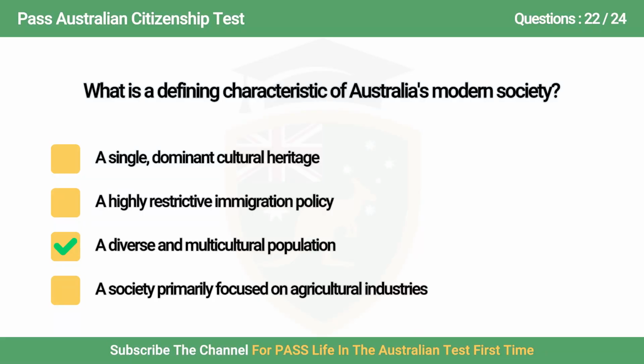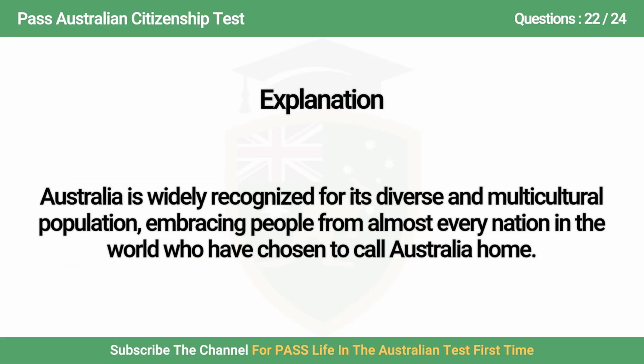Answer is C. A diverse and multicultural population. Australia is widely recognised for its diverse and multicultural population, embracing people from almost every nation in the world who have chosen to call Australia home.